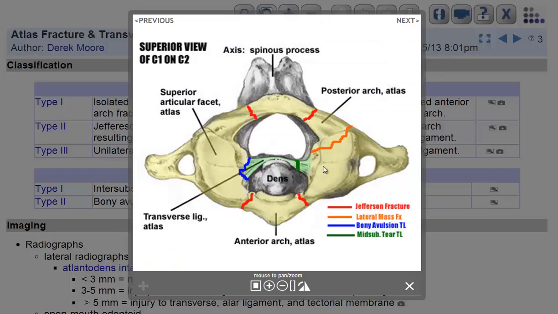Type 1 is an intrasubstance tear, marked here in green, and type 2 is an avulsion fracture. Avulsion fractures have somewhat of a better prognosis just because you have better healing at the bony interface than a mid-substance tear.